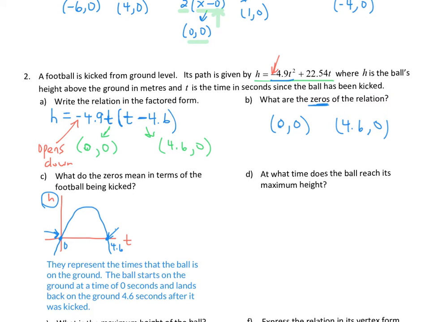So I've just typed up a summary there. They represent the times that the ball is on the ground. The ball starts on the ground at a time of 0 seconds and then lands back on the ground at 4.6 seconds after it was kicked. So hopefully that's making sense so far.